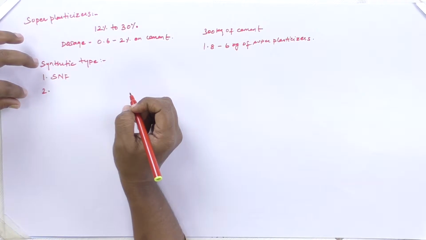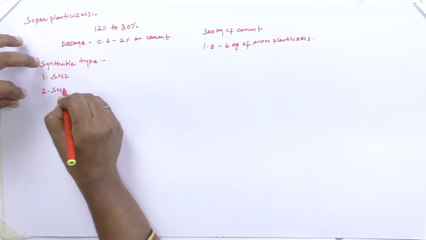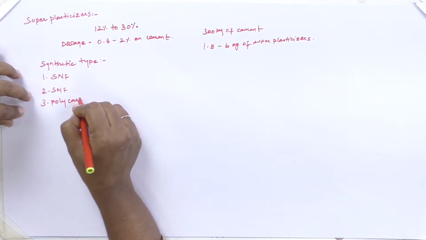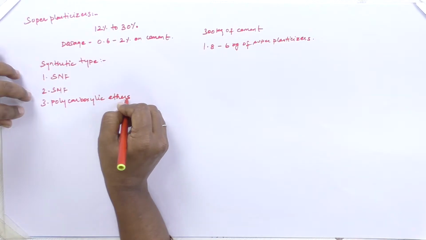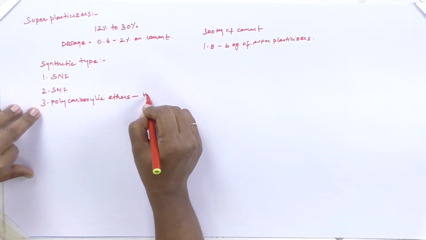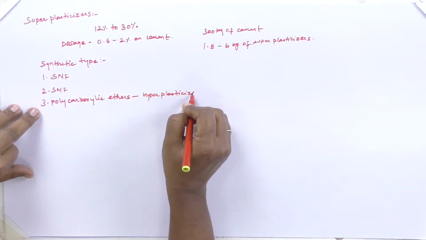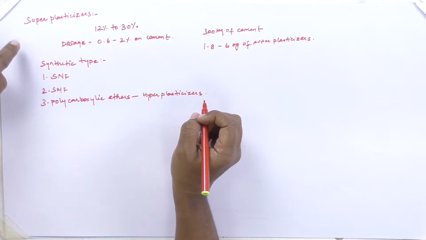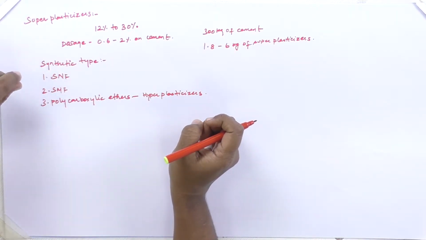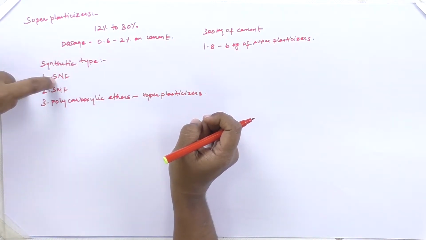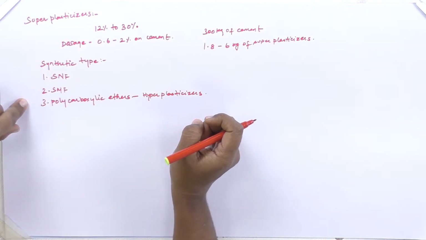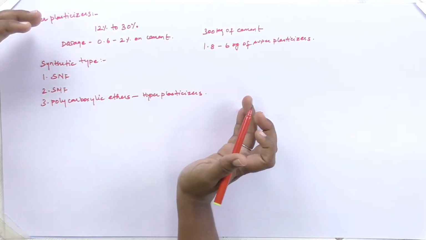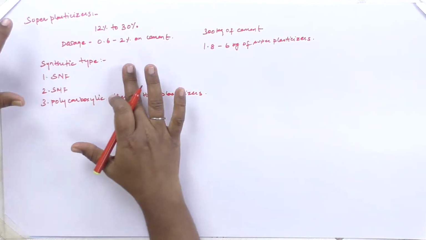Second, sulfonated polymers of melamine formaldehyde, SMF. And the third one is polycarboxylic ethers. These polycarboxylic ethers belong to hyperplasticizers. The superplasticizers are of synthetic types, namely sulfonated naphthalene formaldehyde and sulfonated melamine formaldehyde, and the third one is polycarboxylic ethers. They belong to hyperplasticizers, but we will be clubbing both the superplasticizers and hyperplasticizers, so I have included the polycarboxylic ethers in this category.